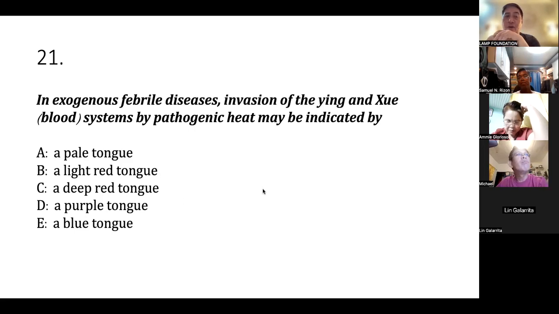Okay, can you tell us the 4 levels? What is the first level? Yung level ng reddish, yung Wenping. Di ba inaral natin 6 stages, then we have the 4 levels. Third and fourth yan, ying or nutritive chi and the blood level, deep red tongue. So, ano yung first 2?